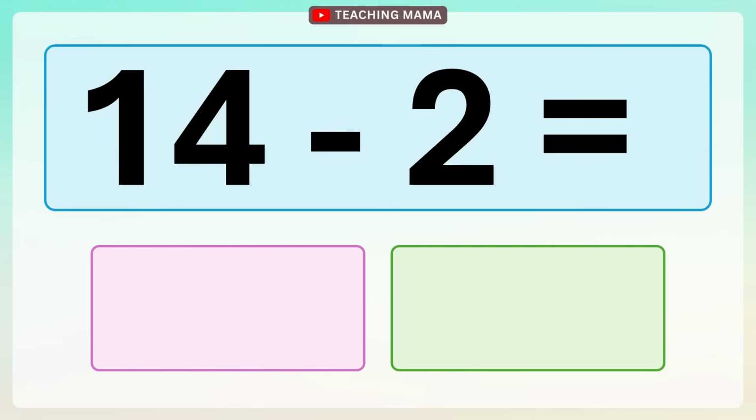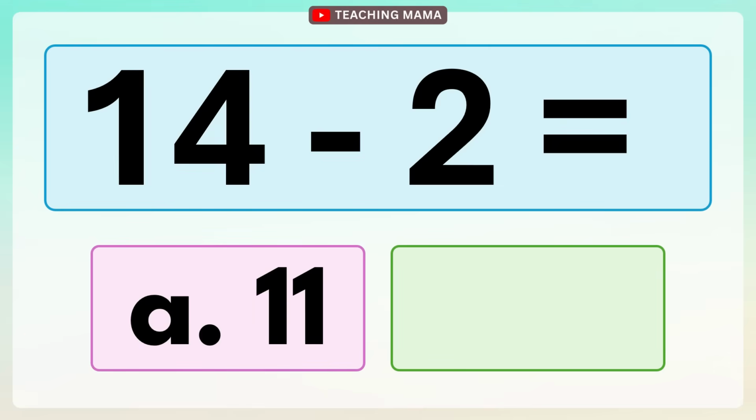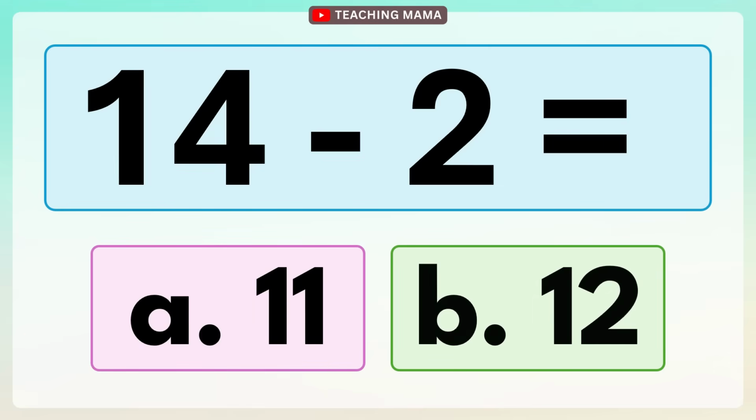Fourteen minus 2 equals A. 11. B. 12. What is the answer? B. 12.